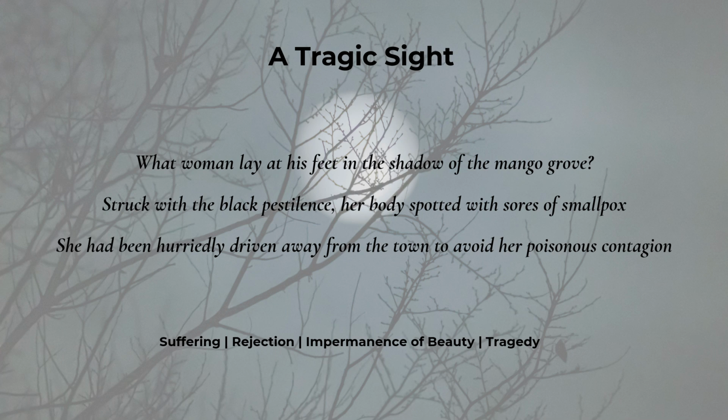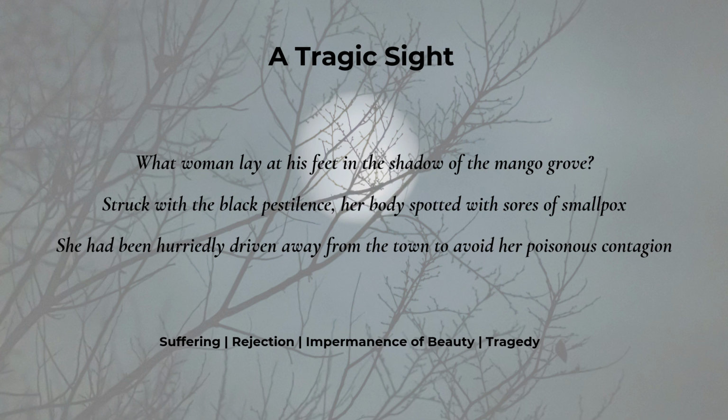A tragic sight. What woman lay at his feet in the shadow of mangroves? Okay, so what woman? The poet asks about the identity of the woman. The literary device used here is a rhetorical question, meaning the reader wants to know who the woman is and what has happened to her. Lay at his feet, meaning the woman was lying weakly near Upagupta's feet.